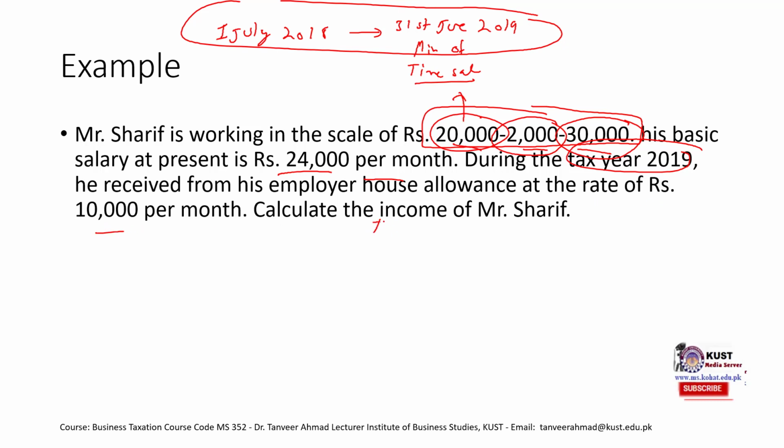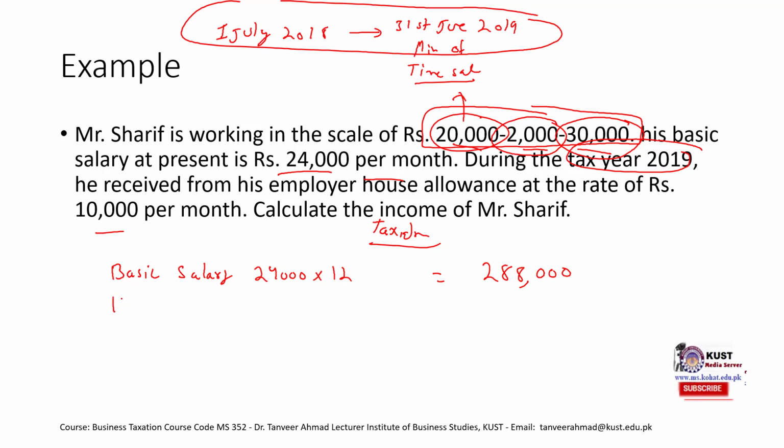Calculate taxable income of Mr. Sharif. So when we are going to calculate taxable income of Mr. Sharif, we would start with basic salary. So basic salary is 24,000 per month. So there are 12 months. So the yearly salary, remember we pay tax on yearly salary or yearly income. So the yearly salary would be 2,88,000.